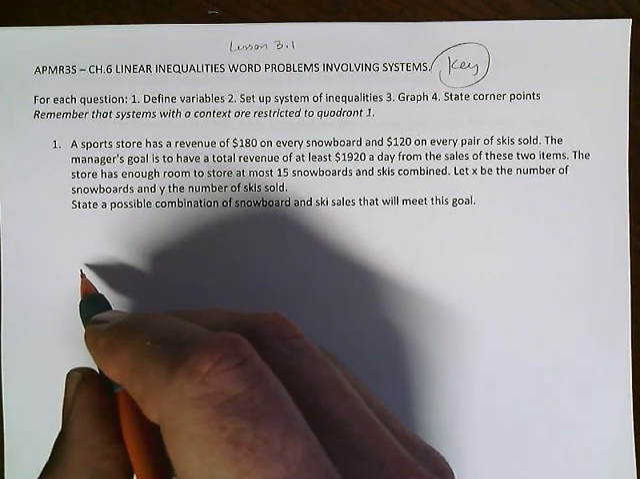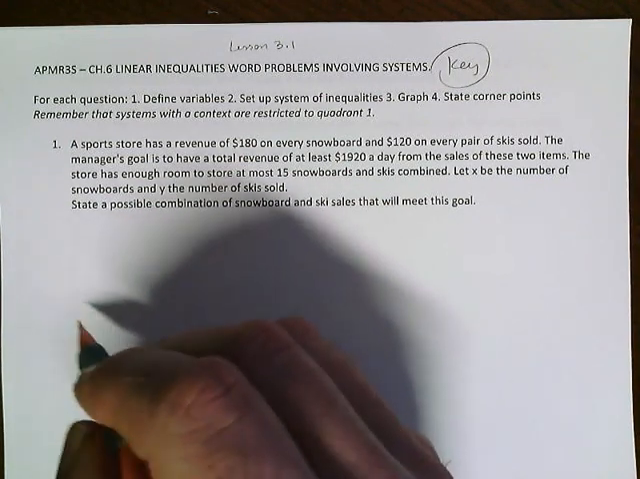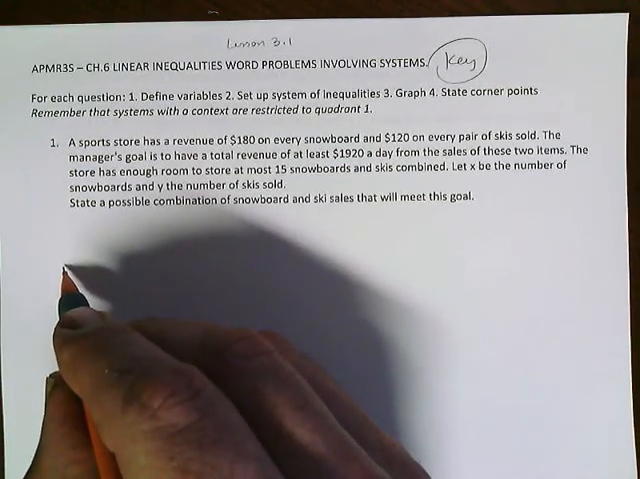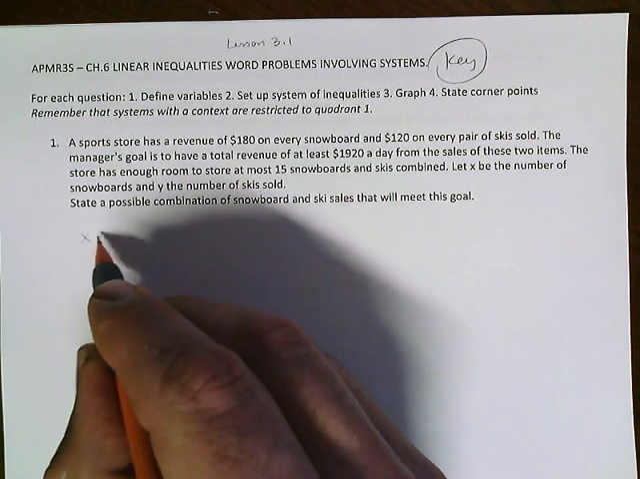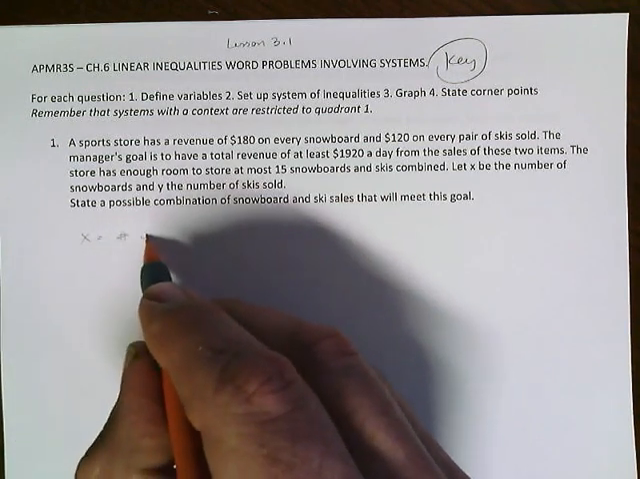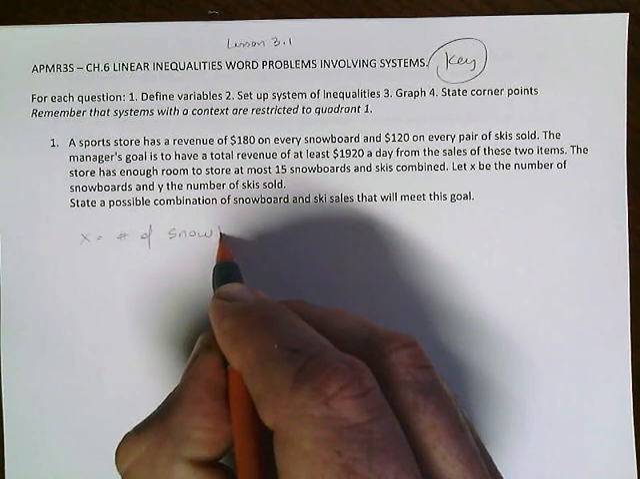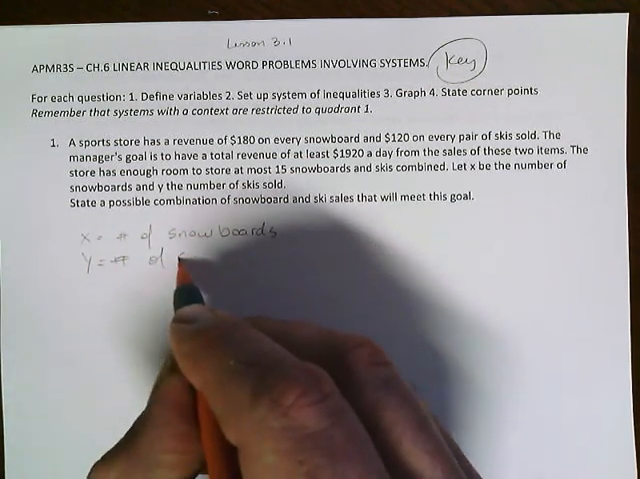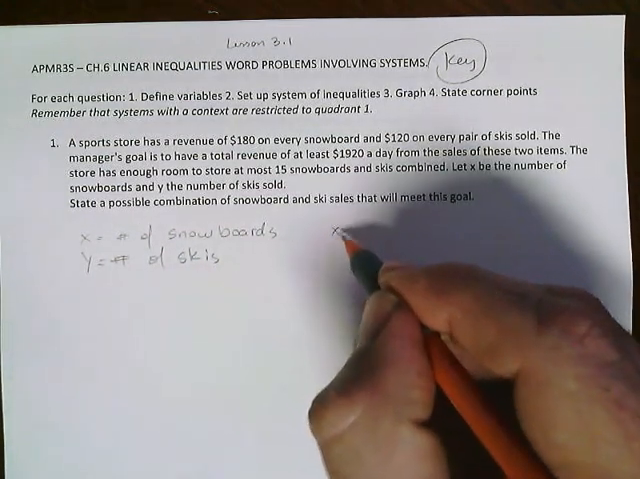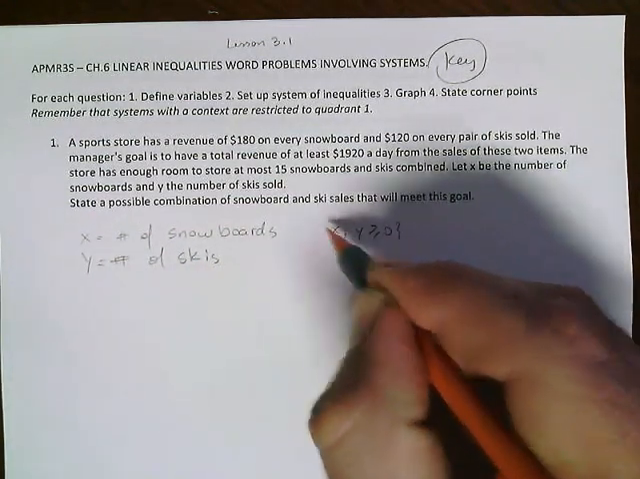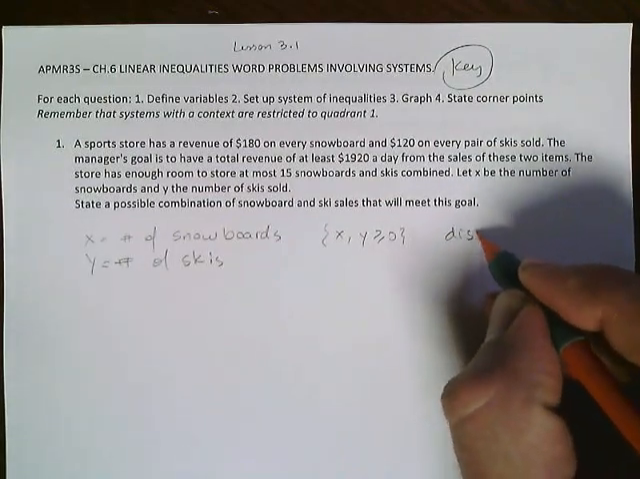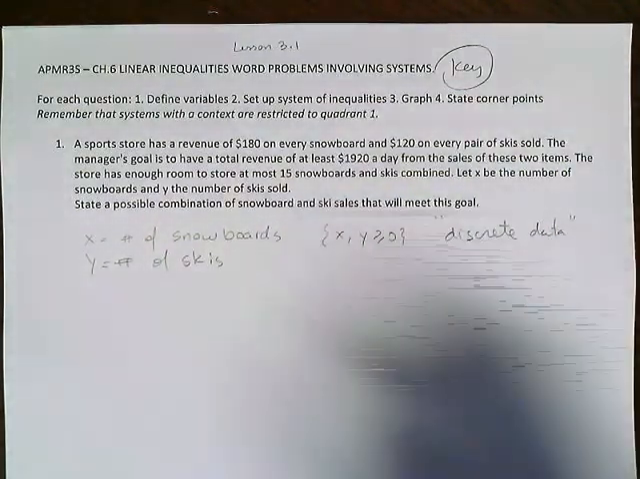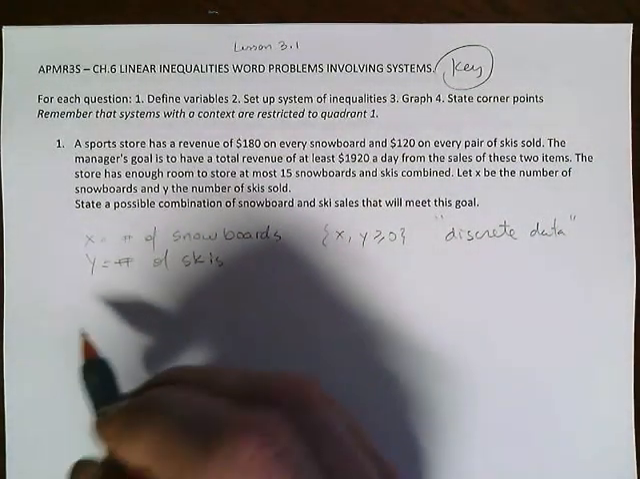Sometimes some students like to make charts, okay? So for example, first of all we'll say that X is the number of snowboards and Y is the number of skis. And obviously we need both of them to be positive, and we should also make a note that this is discrete data, meaning you can't have part of a snowboard, right? It needs to be in whole numbers.